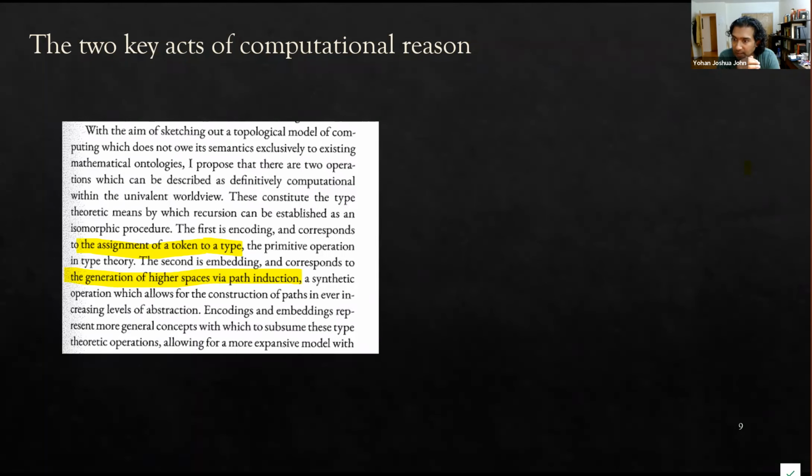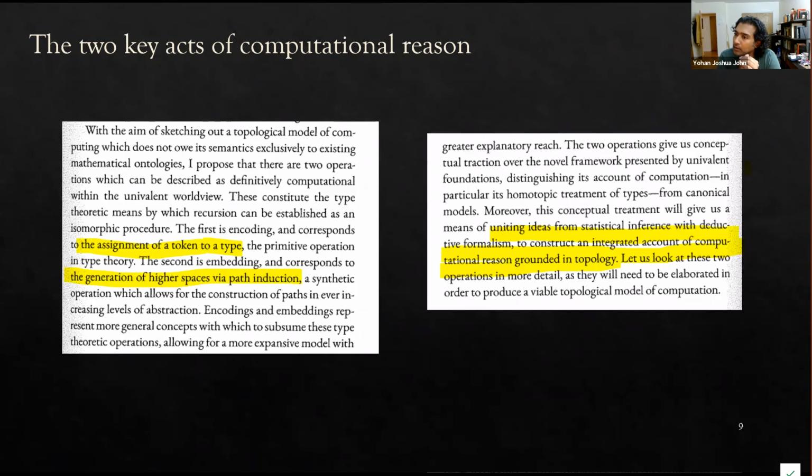The second is embedding and corresponds to the generation of higher spaces via path induction. This is a more complicated concept that I myself still have not fully wrapped my head around, but there are some suggestive analogies here, which we'll get to. So the two operations give us conceptual traction over the novel framework presented by univalent foundations, distinguishing its account of computation from the canonical models.